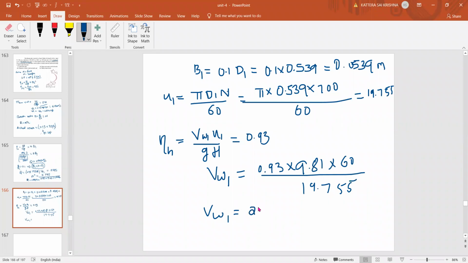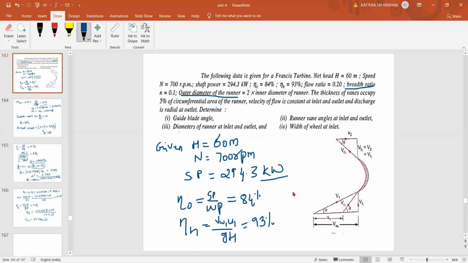27.709 meter per second. Right. So after getting VW1 and U1, now you can use our inlet triangle for finding alpha. So already we know for the inlet triangle, VF1 is already given, and now we found VW1 also. So tan alpha equal to VF1 by VW1. So from that you can find alpha.